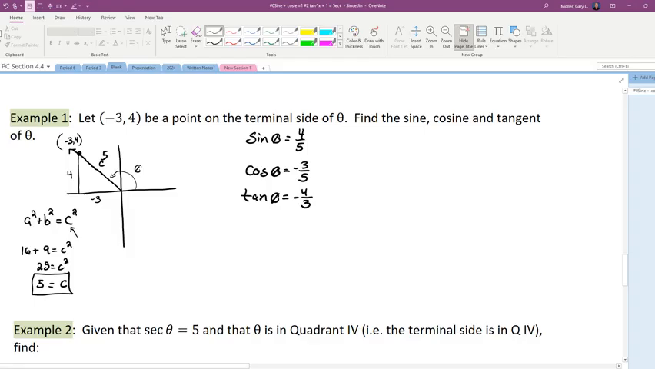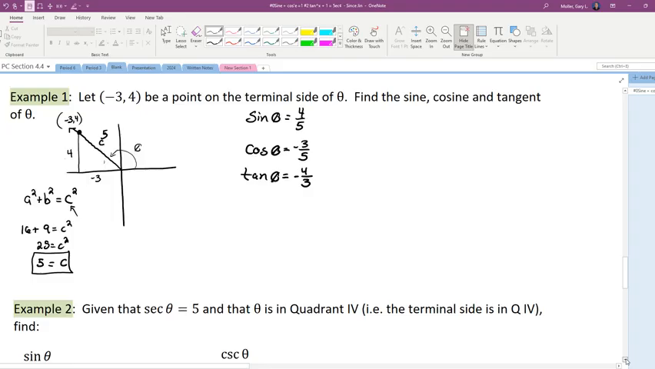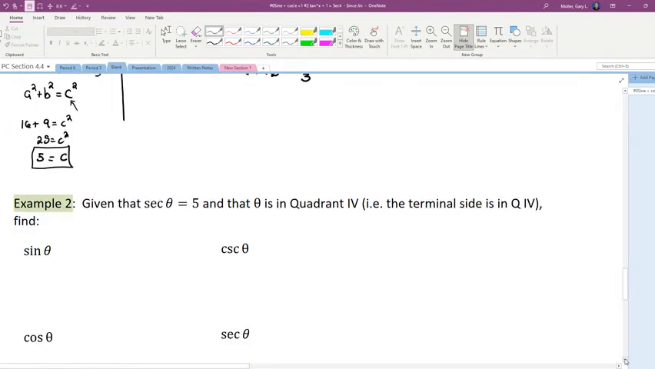And I didn't ask for the other 3, but flip these over to find the other 3, or go back to the source and do it, hypotenuse over and figure it out. All right, so really nothing new. Just really want you to get away from the unit circle when appropriate.